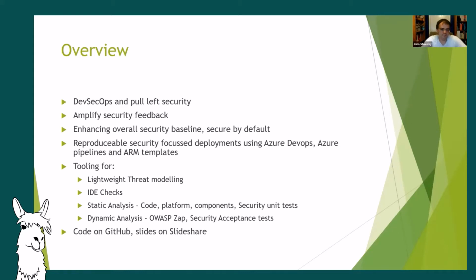So some of the things that help us when we're doing this is lightweight threat modeling, so not a big bureaucratic process, but more of that later. How we can do security checks in the IDE, static analysis of all of the code, the platform, the components we're using, how security unit tests feed back security into our process, then doing dynamic analysis on our implemented code, our deployed assets in the cloud. So how we can test that using OWASP ZAP, and security acceptance tests.